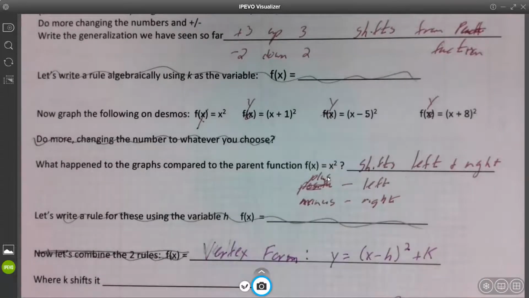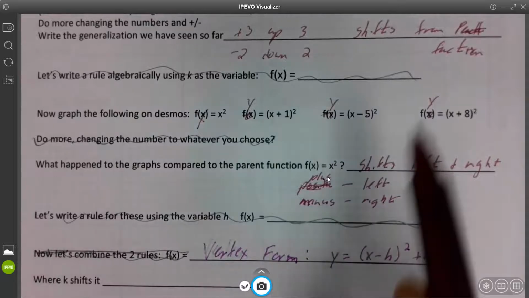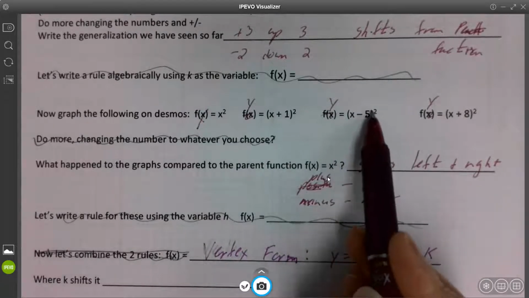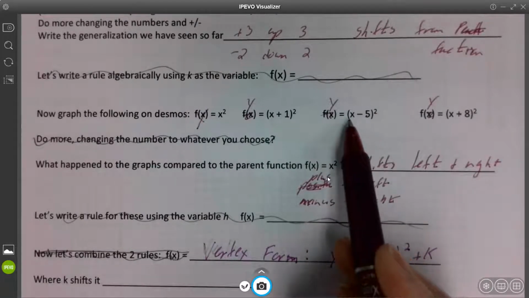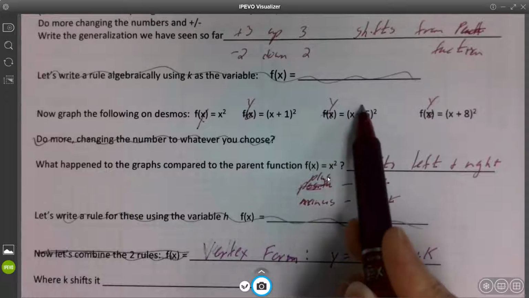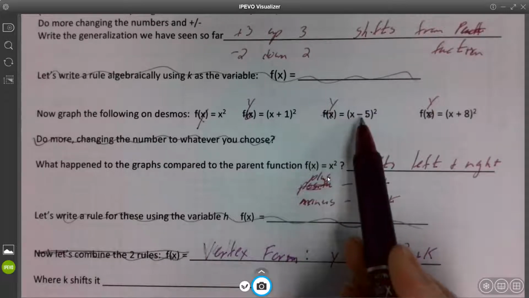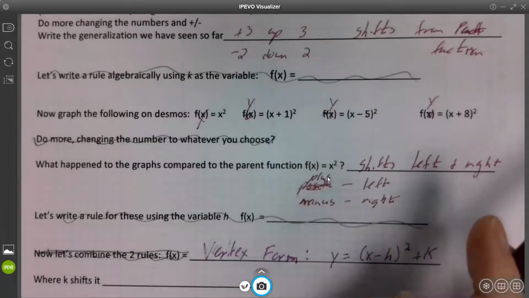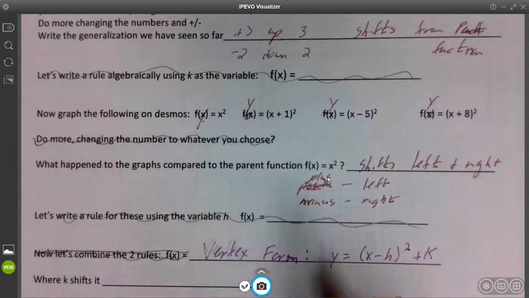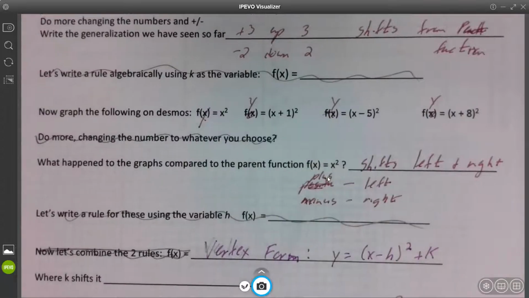So it's kind of like what I like to think, I know, quirky and weird as I am, I think of what's inside these parentheses as an opposite machine. So if I remember that this is always going to go the opposite of what it seems like it should, if I have a minus 5, it's going to actually go to the right. And it has to do with if I were to solve this and everything else. We won't get into that.